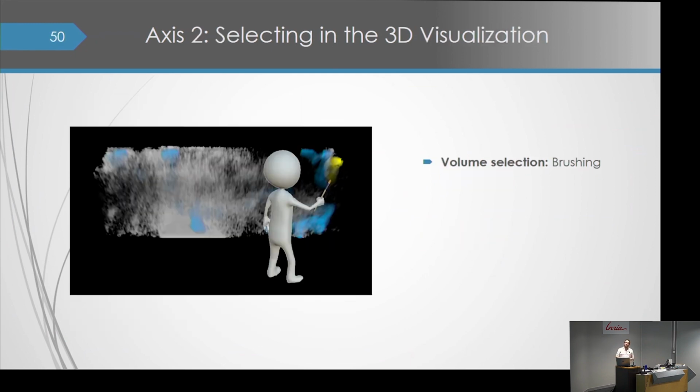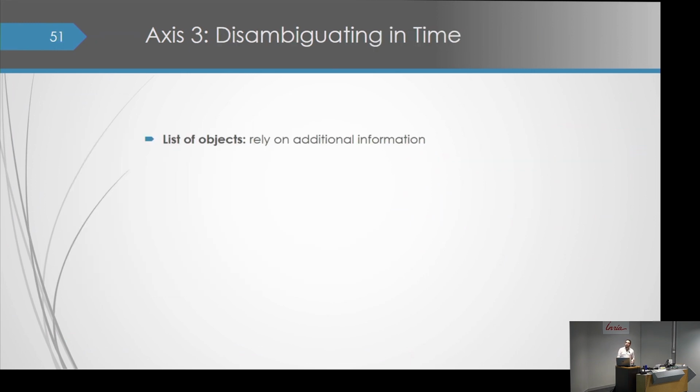About the second axis, about selecting information in the 3D view, to continue with the density map, we propose a volume selection based on the brushing interaction. So the user just selects through the 3D volume. But other techniques could rely on the placement of landmarks or the drawing of a trajectory that could fit with the movements of the objects to select.